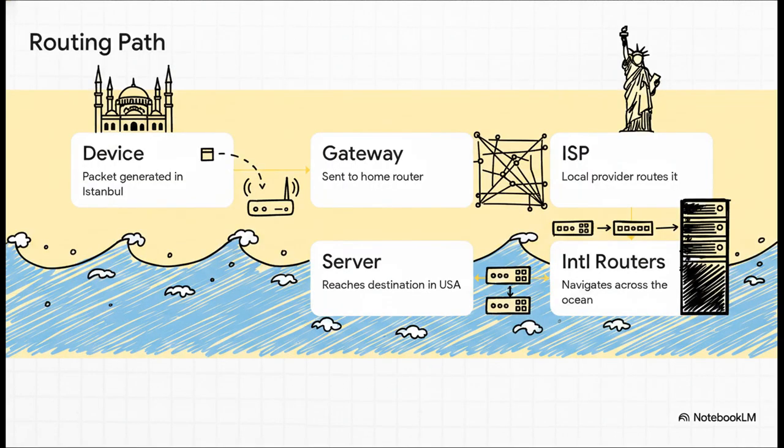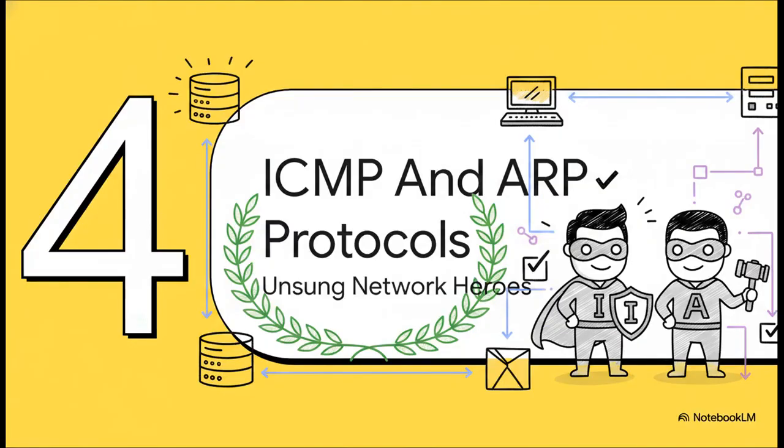Let's see how all this builds into a global journey using routing. Imagine you're sitting in Istanbul, requesting data from a server way over in the USA. Step 1. Your device generates the packet. Step 2. It sends it to your home modem. Remember, that's your default gateway. Step 3. Your modem forwards it to your local internet service provider. Step 4. Your ISP reads the target IP address, checks its routing tables, and hands it off to massive international routers. And finally, Step 5. Those routers navigate the packet across the ocean to the specific destination server. And the crazy part? Every single router along the way only looks at that target IP address to make its split-second routing decision.